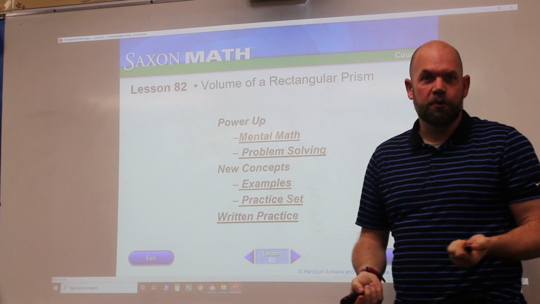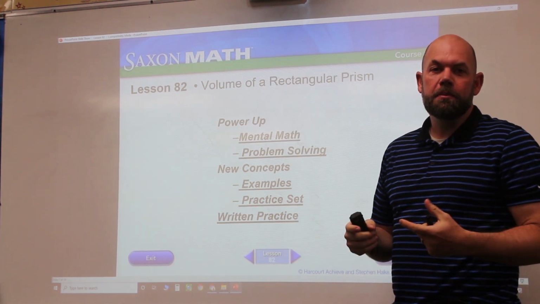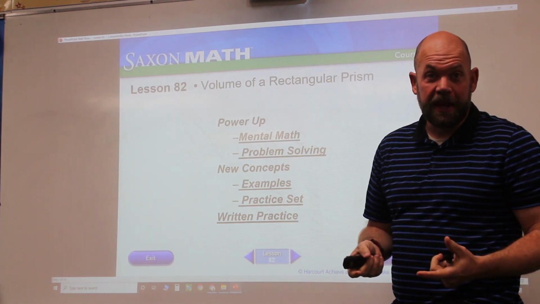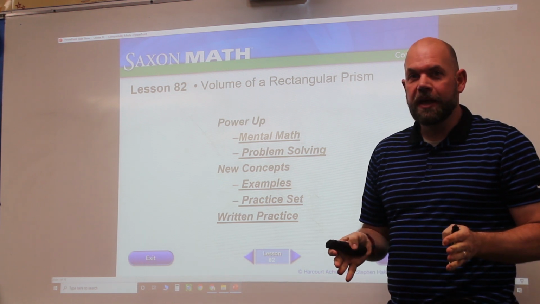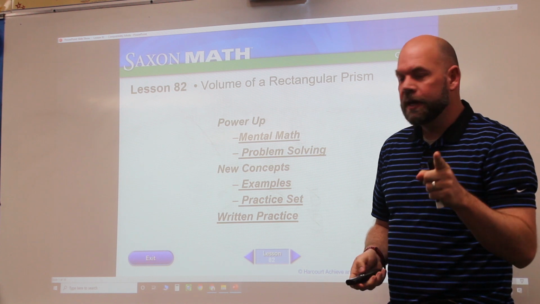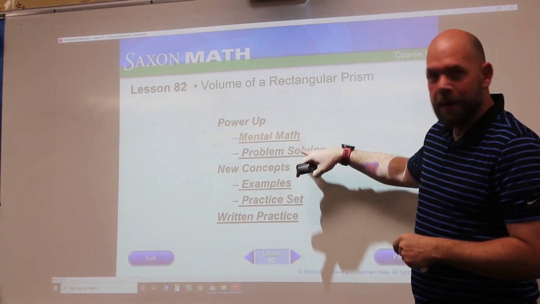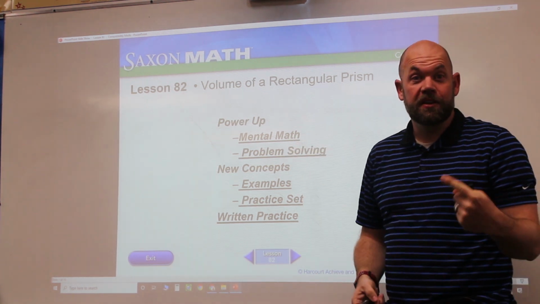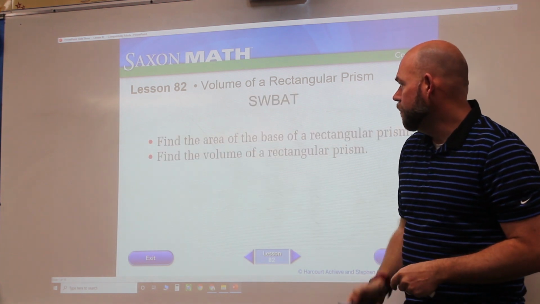This is volume of a rectangular prism. So we're going to be looking at volume today. It's not a really complicated concept, but it's going to take some practice. Before we get there, we're going to go through some mental math and some problem solving, and then we'll get to the lesson. So let's start with our mental math.